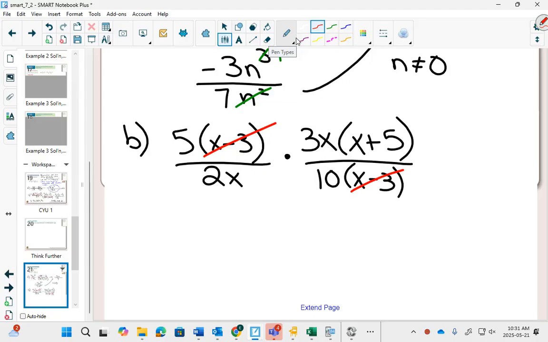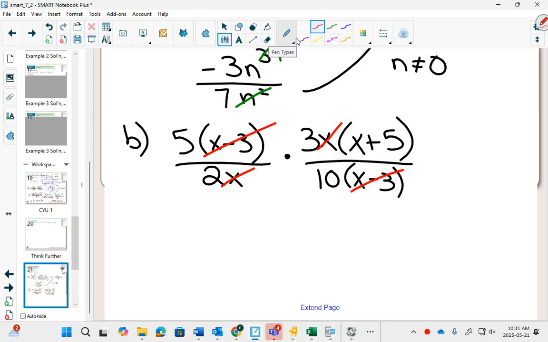Anything else that I would see right away that I would cancel? Those x's are identical factors on the top and the bottom. They can cancel right away. So that'll be the first thing that we do when it's multiplying and things are identical. Cancel those out first.